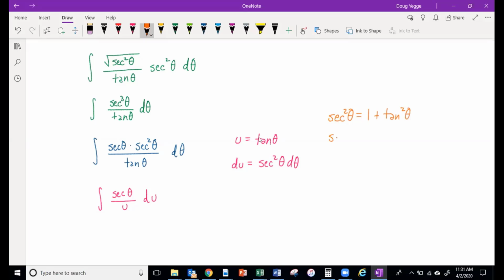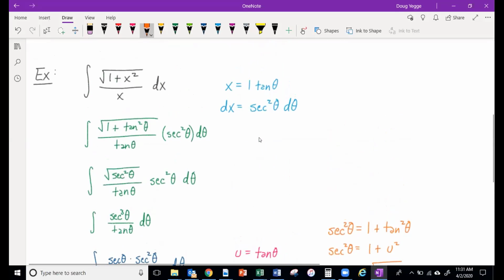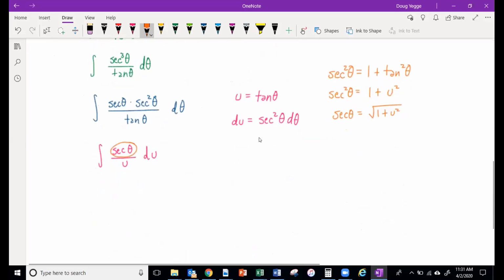Well, that would mean to me that secant squared theta is equal to 1 plus u squared, which would mean that secant theta is equal to what? The square root of 1 plus u squared. Great, the square root of 1 plus u squared. So if I replace this with the square root of 1 plus u squared, I get right back to what I started with, and that didn't help me at all.